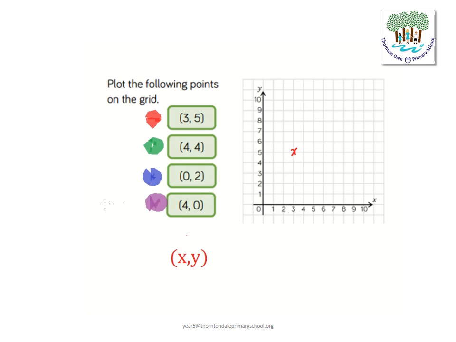Next, we're looking at (4, 4). Both of them are the same, but we still go across 4 on the x-axis, and then up 4 on the y-axis, and where they meet, we put the cross.